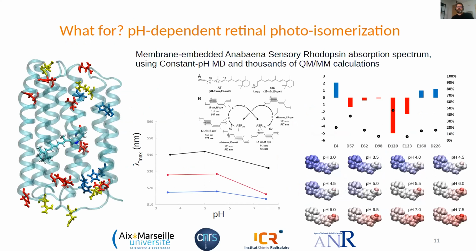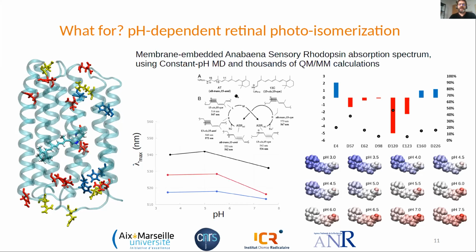But what could we do with this kind of implementation? So this would be just a couple of slides about science. These last years, we have been interested in pH effects on rhodopsin retinal photo-isomerization. And on that slide, I can give you some example. This is here about this anabaena sensory rhodopsin, which is featuring two different flavors of retinal, either all-trans or 13-cis, as you can see here.